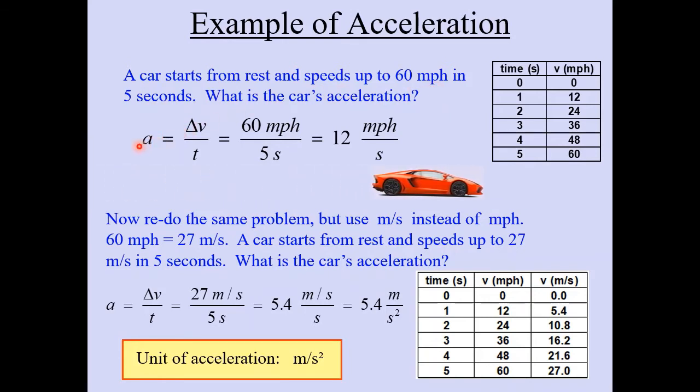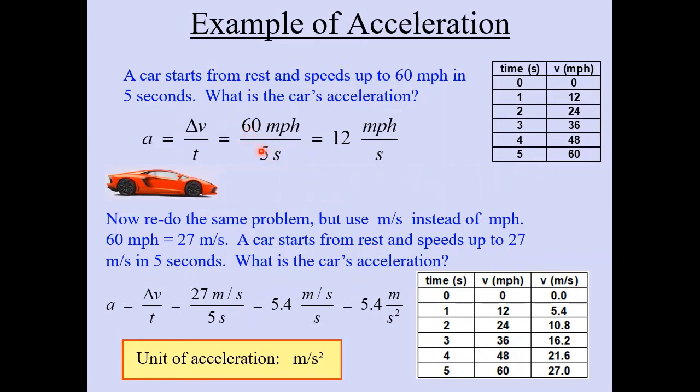So acceleration, remember, is delta v over the time. So the change in speed of the car is 60 miles per hour, right? Because we're going from 0 to 60. So the change is 60. And how long did it take? Well, it took 5 seconds to reach that speed.